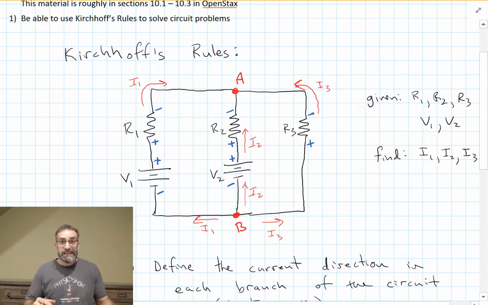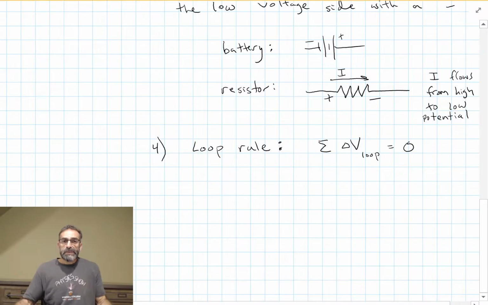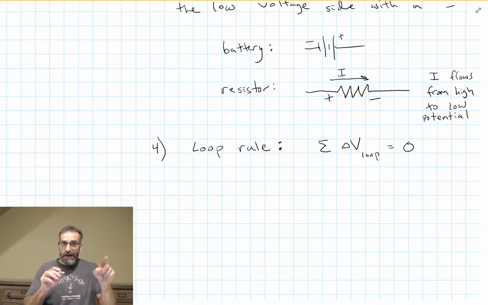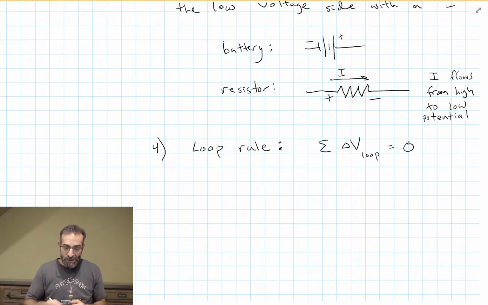Now I'm ready to apply the loop rule. The loop rule says that the sum of all the potential differences as you go around a loop in a circuit has to add to 0. And it's like my hiking trail analogy. If you start out at a certain place and you go for a hike and you go up a hill and down a hill and up a hill and down a hill, and you end up at the exact place you started, you have to be at the same elevation again. And that's the loop rule.